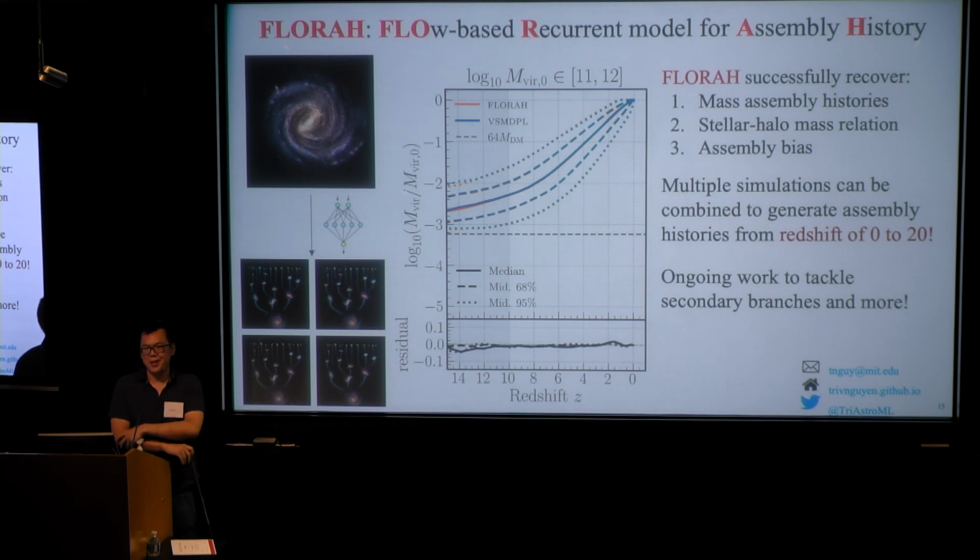Yeah, so that's an awesome question. The first thing we have to do is move away from just mass assembly history and generate secondary branches, other sub-branches of the tree as well. I have plans to do that using either graph generative models or with the current recurrent scheme that is applied to this model. If you can model the branching probabilities of the trees, then you can still recursively generate the entire trees with only one recurrent model.